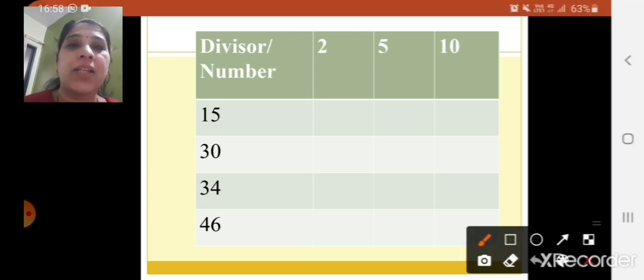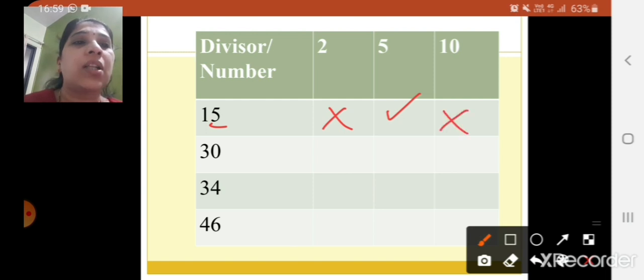Now the number 15 is given. Now what was the test for divisibility of 2? That in the units place it should be 0, 2, 4, 6, 8. Right? So this is not divisible by 2. So you will put a cross mark. Now what is the next divisible number? 5. Now what was the test for divisibility for 5? That in the units place it should be 0 or 5. So that means 15 is divisible by 5. Now for the 10. Now what was the test for divisibility for 10? It was that 0 should be in the units place. Now in the units place it is 5. So 15 is not divisible by 10.